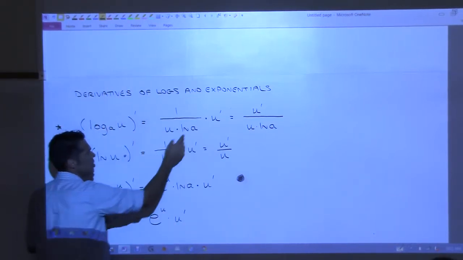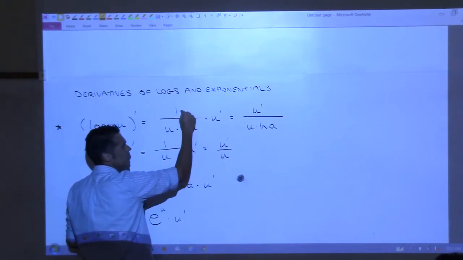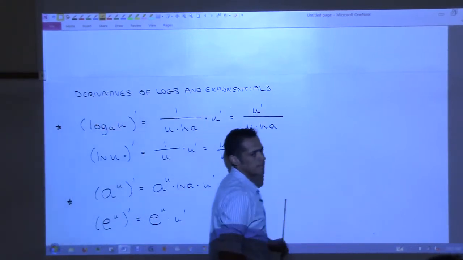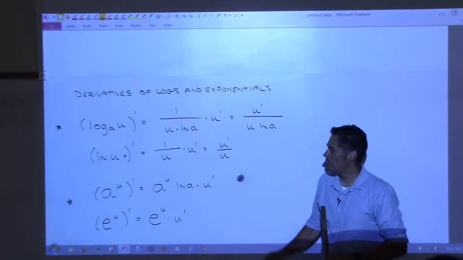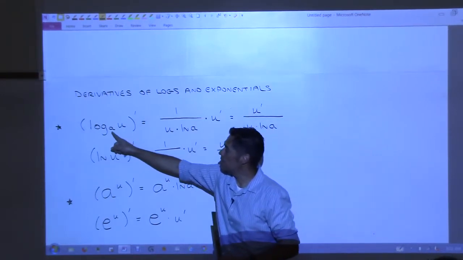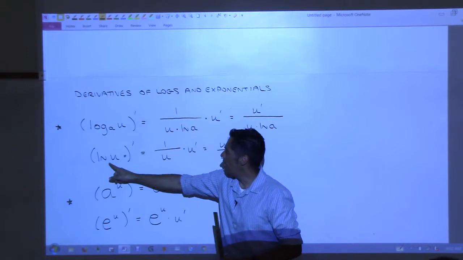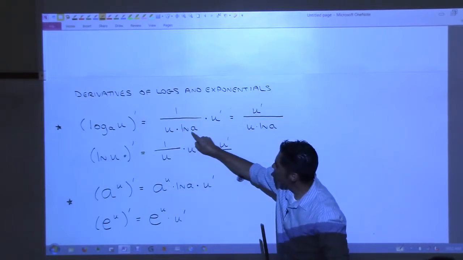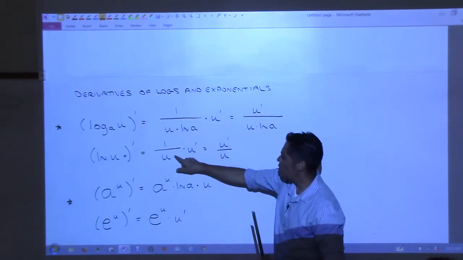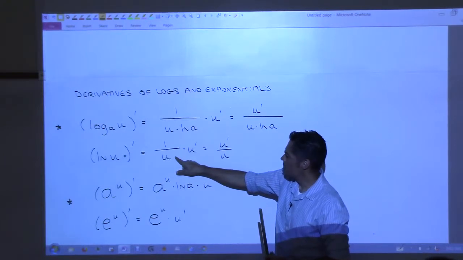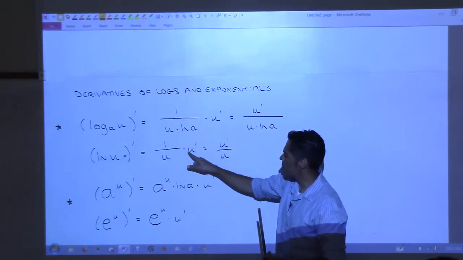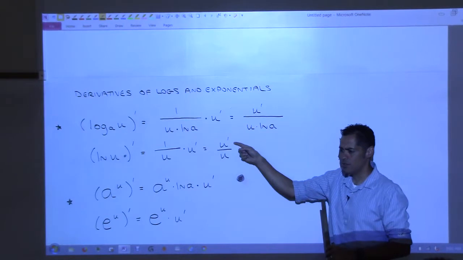And then you could slide that u prime up top, and that gives you this formula right there. Now, if the base is e, it's the special natural log, and this part becomes a 1, and that's why it does not appear in the formula. So you just get 1 over u times u prime, or if you'd like, you can just write it as u prime over u.